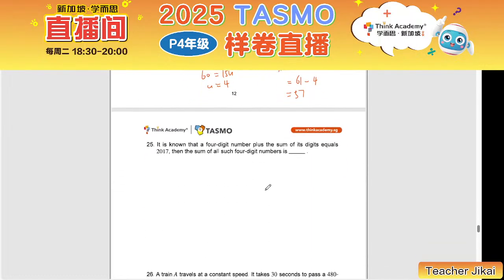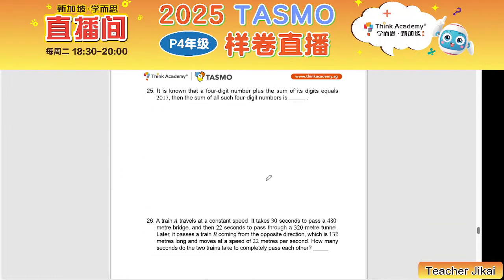So now question 25. So we know a 4-digit number plus the sum of its digits is 2017. So yeah, when you see the 4-digit number plus the sum of the digits, right? You think about the place value principle. So if you make the place value principle, it will be like this. ABCD is the number we want, right? We plus it with an A, we plus it with a B, we plus it with a C and a D. The sum of the digits, and we know it is 2017.